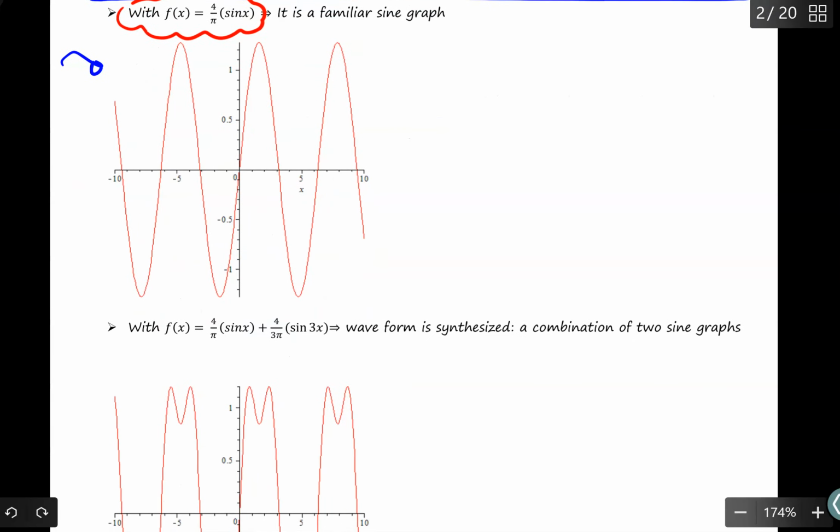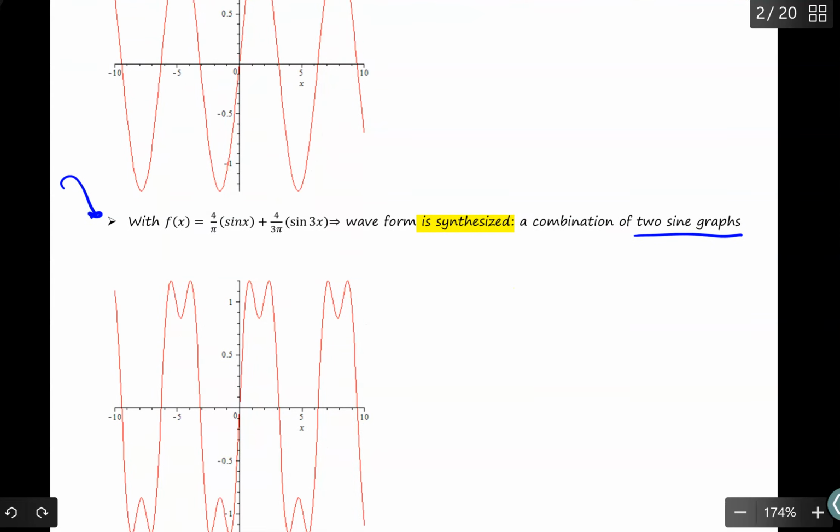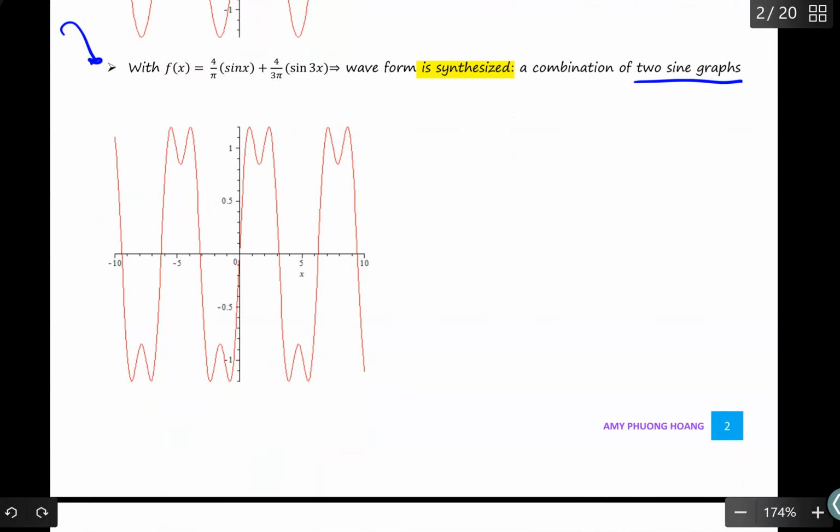And on this graph, what I would like everyone to recognize is that I am adding 4 over pi sine x with 4 over 3 pi sine of 3x. So the next odd harmonic of sine. We call this waveform synthesized, a combination of two sine graphs. So this one I have two sine graphs. You see how it's synthesized into this? That's the shape of the two sine graphs.